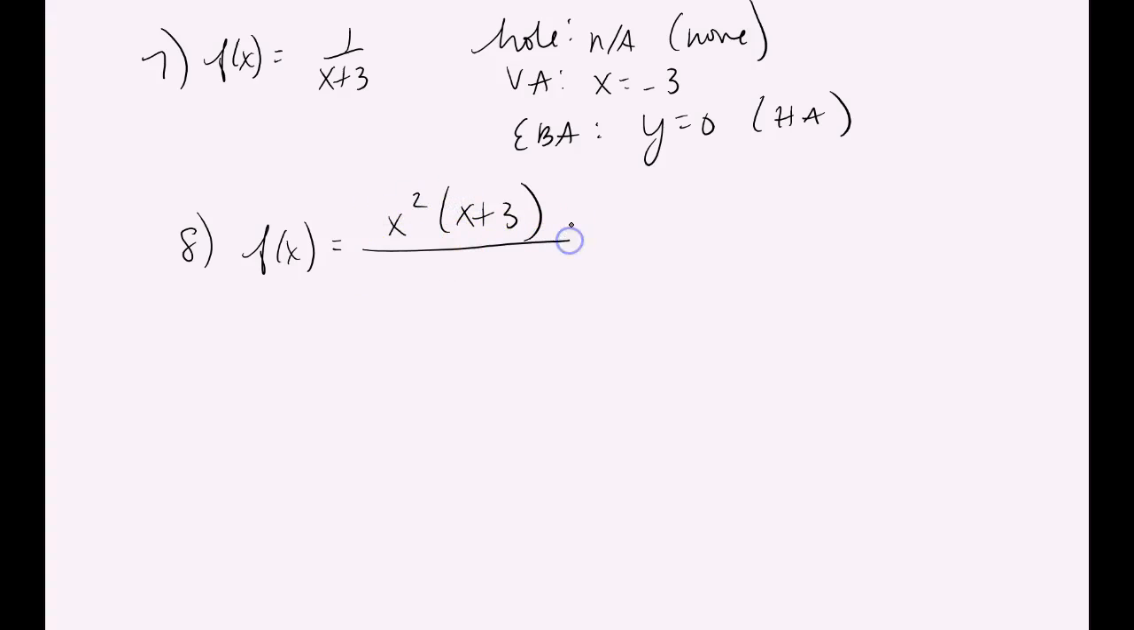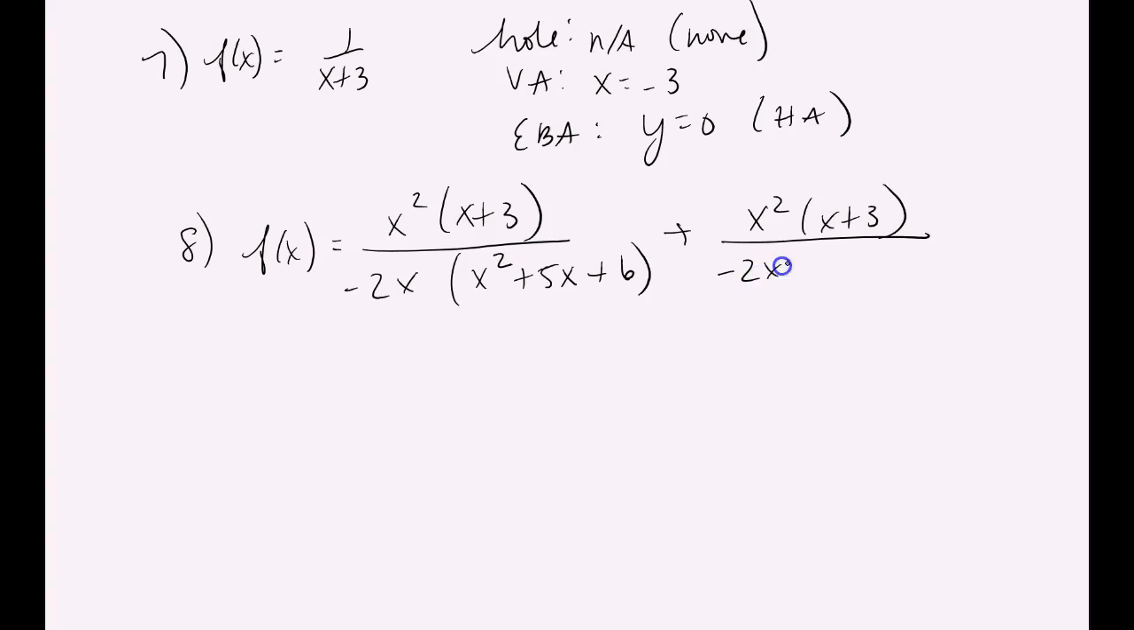So I'm going to take out an x squared on the top. On the bottom, I'm going to take out a negative 2x. And what does that do for me? Okay, negative 2x, that's an x squared plus 5x plus 6. Okay, so that actually factors again into x plus 2, x plus 3. Okay, this is a good one.